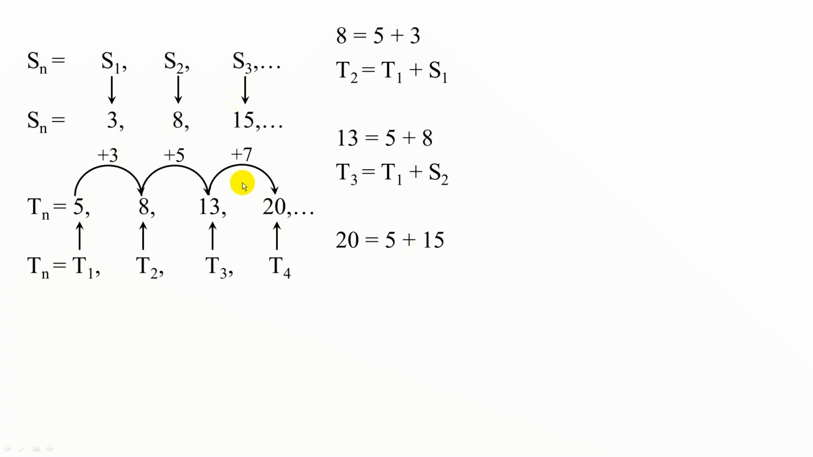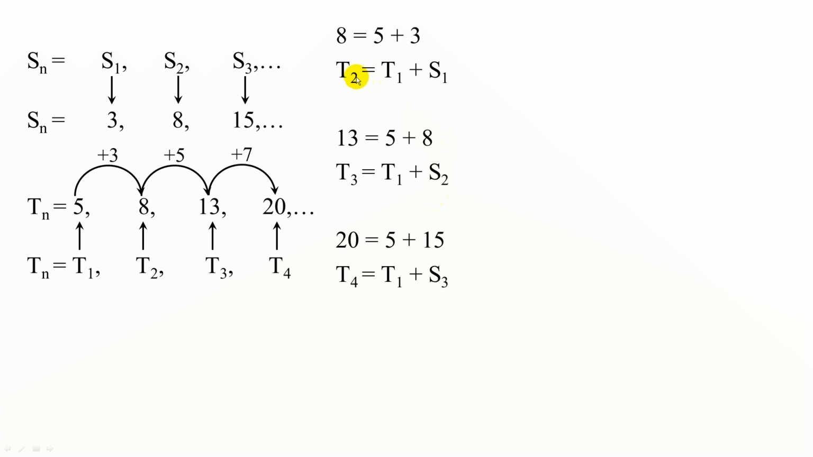Here you go. 20, actually you get this 20 from 5 plus 15, right? This 20 equals 5 plus 15. And 20 is represented by T4. And 5 is always T1. 15 is S3. So here is the pattern. Do you see the pattern?